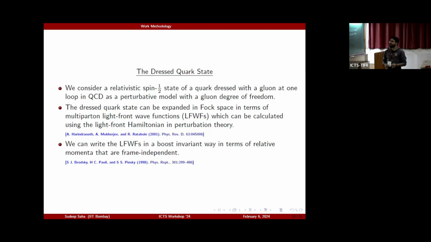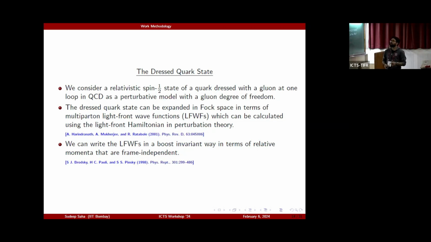The dressed quark state can be expanded in Fock space in terms of multi-parton light front wave functions, which can be calculated using light front Hamiltonian perturbation theory. And these light front wave functions contain the full quark-gluon interaction. The Galilean subgroup of the Poincare group allows us to write these light front wave functions in a boost invariant way in terms of relative momenta.